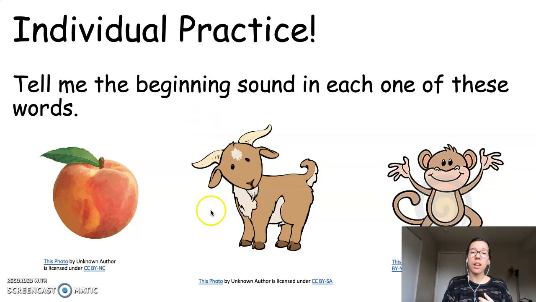I'll say them one more time. Peach, goat, and monkey. See if you can figure out what the first sound is in each one of those words, and then see if you can figure out which letter makes those sounds. As an added challenge, you can try to write each word by listening to the sounds and writing down the sounds that you hear.